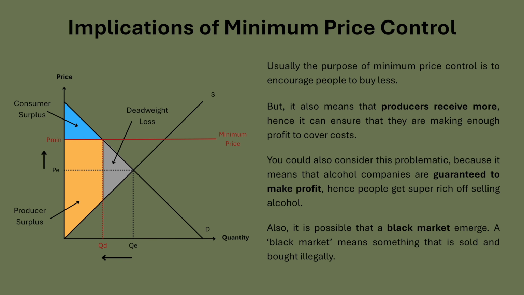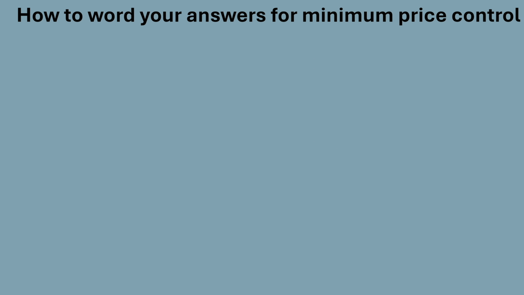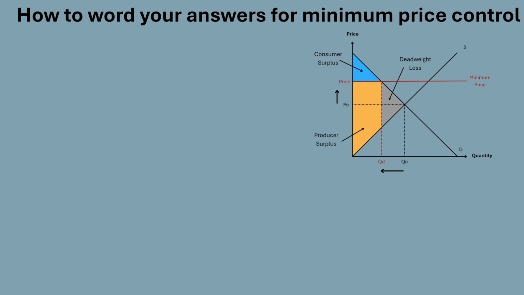In the Level 3 exam, they may ask you about the impact of the minimum price control on consumers, producers, on the government, and on allocative efficiency. You need to know how to explain the impact referring to the graph for each of these. So let's go through an example answer to an excellence level for each of these situations.